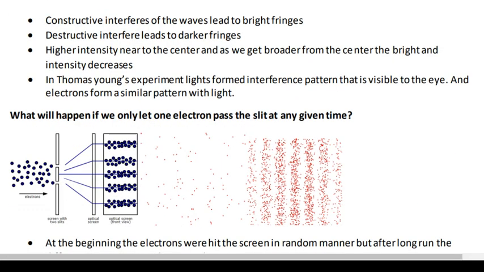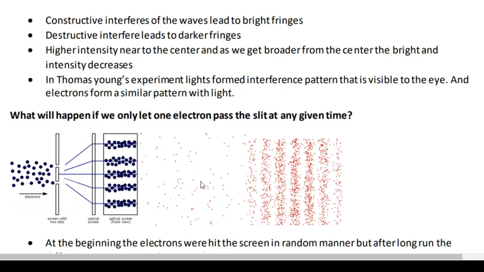So this is what will happen if we project several electrons at once. But what will happen if we let the slit pass only one electron at a specific time? These three figures show the experiment setup, and if we let the electrons pass through this experiment one by one, we will have random collision points.